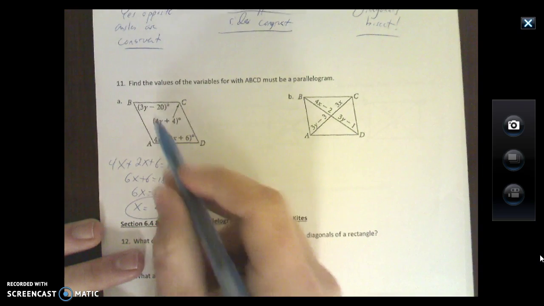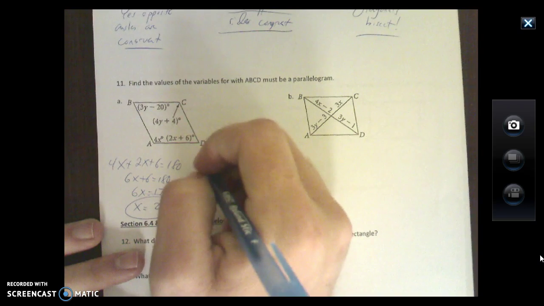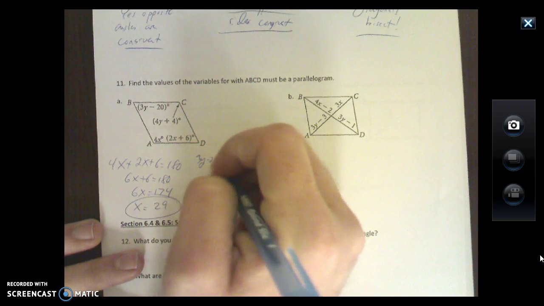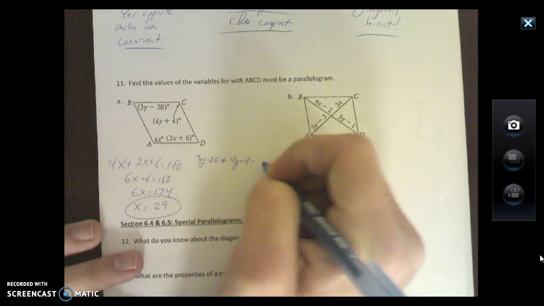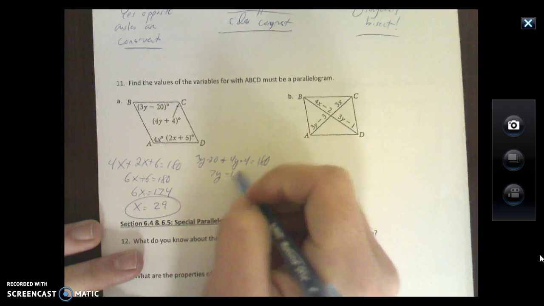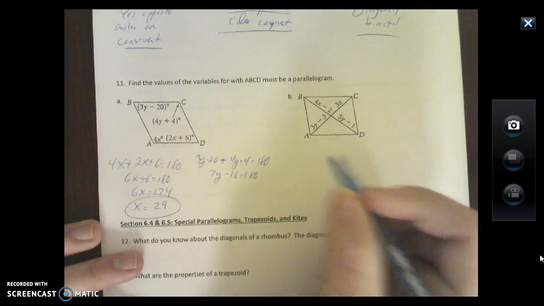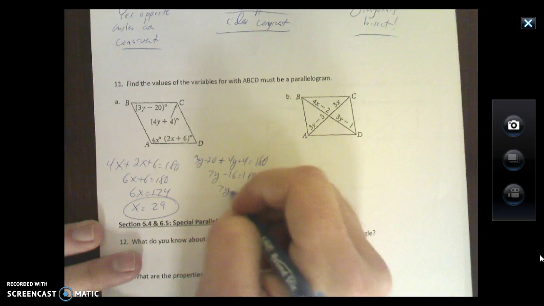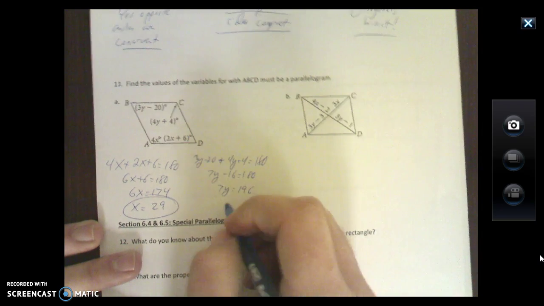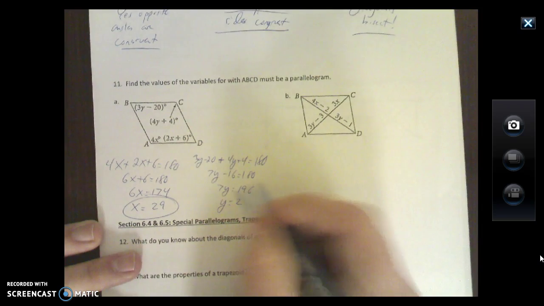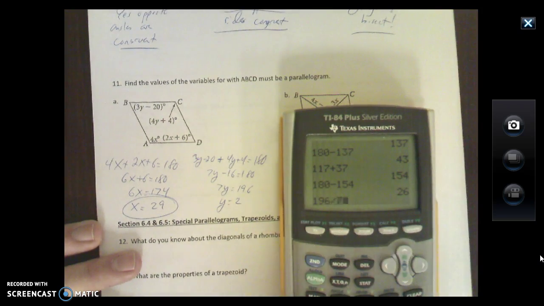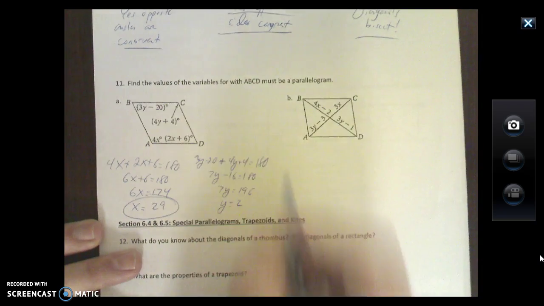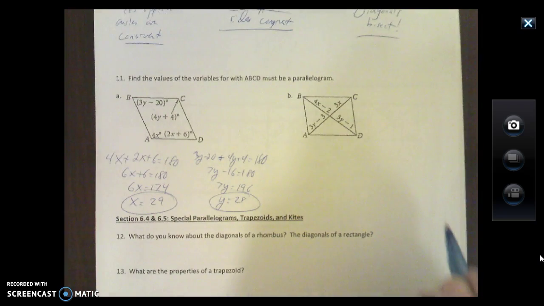Now, I can do the same thing up top for my y's. 3y minus 20 plus 4y plus 4 equals 180. 3y and 4y is 7y minus 16 equals 180. I can add 16 over. Let's see here, 196 divided by 7, 28. Okay.